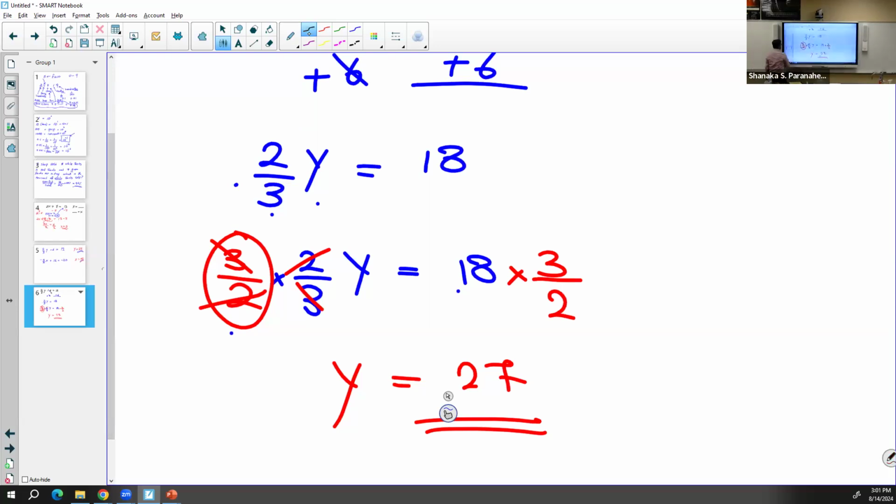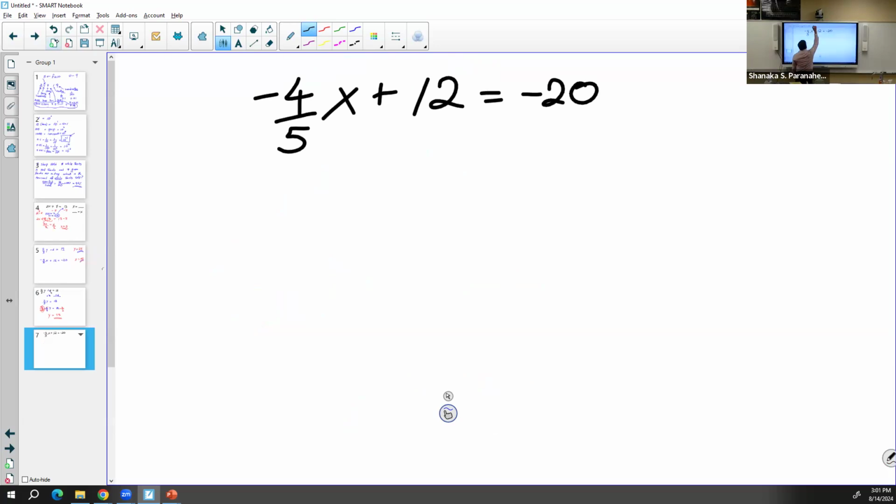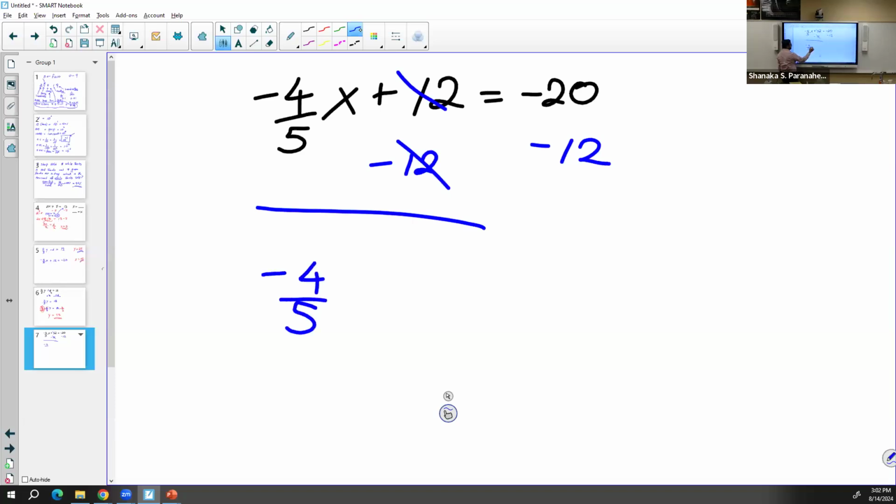So I'll slow down. The next question is negative 4 over 5 x plus 12 equals -20. We're going to do the same thing. This is plus 12, so the opposite is -12. That cancels out. Now it's going to be negative 4 over 5 x equals -20 minus 12. Same sign, add the two numbers.